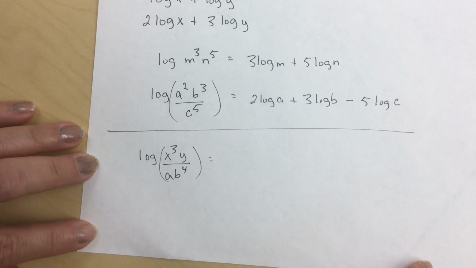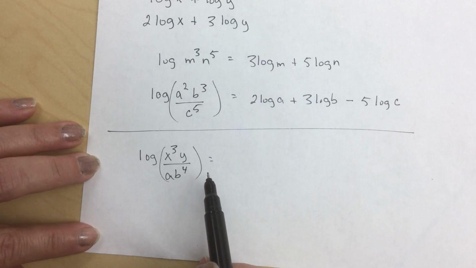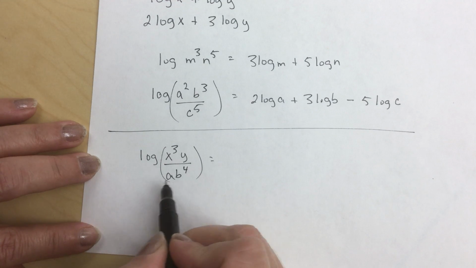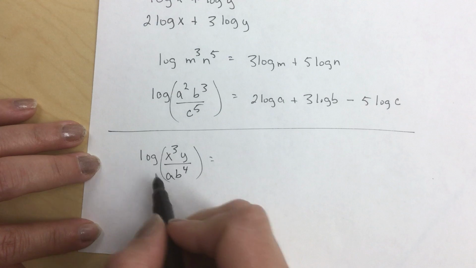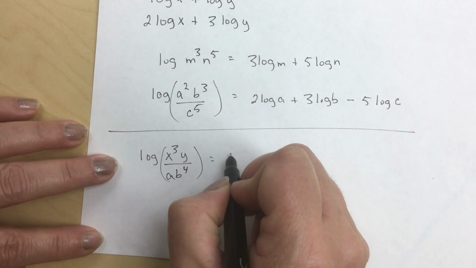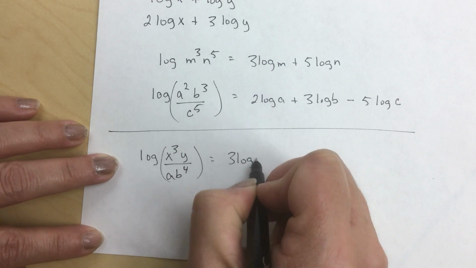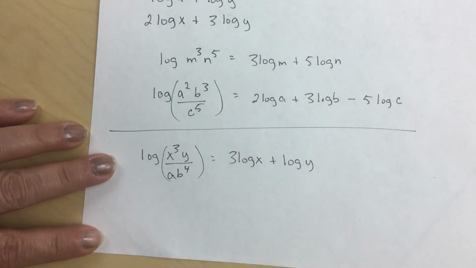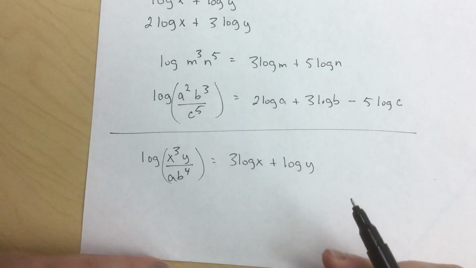So continuing with our examples, here's one that students often will make a mistake on, okay? The a and the b to the fourth are both in the bottom. So you need to show that they're both in the bottom. So you can do it this way. 3 log x plus log y. I don't have an exponent on my y, so you just leave it as log y.